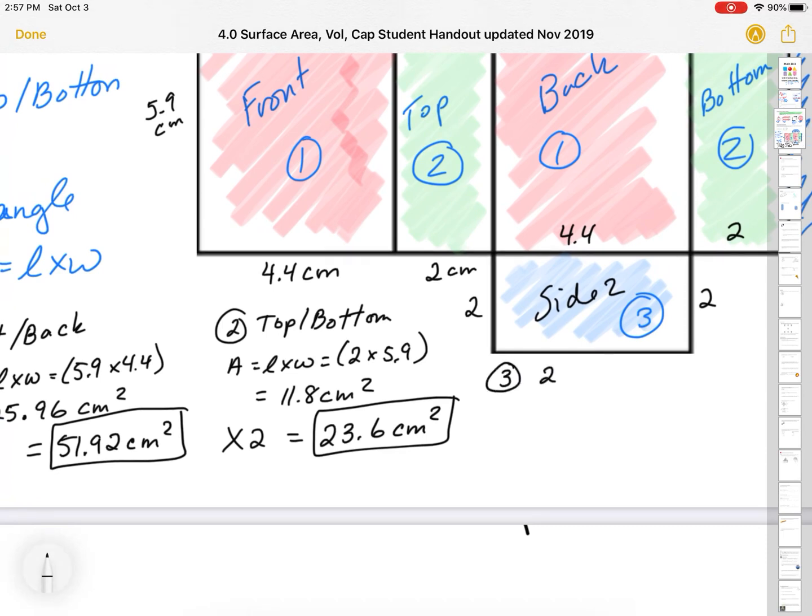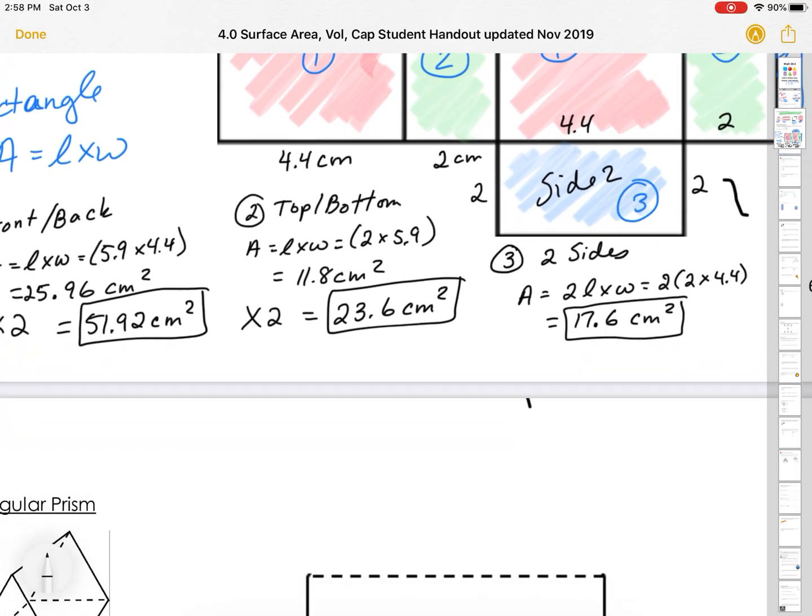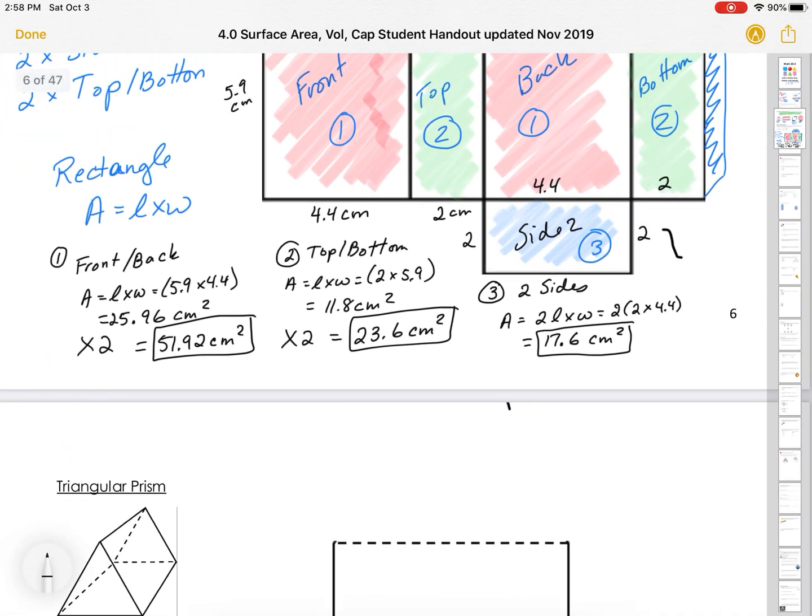So you could do 2 sides. You could say, oh, I'm going to combine them. It's 2 times length times width. So 2 times, the sides are 2 times 4.4. So we can combine that, and we get 17.6 centimeters squared. So either way is going to get you the right answer. Now, we've been asked to find surface area. Well, surface area is adding those all up. Surface area, we add them all up.